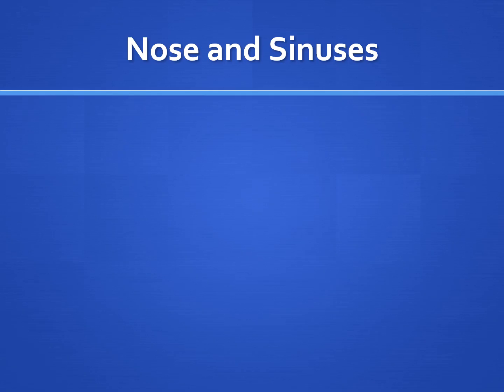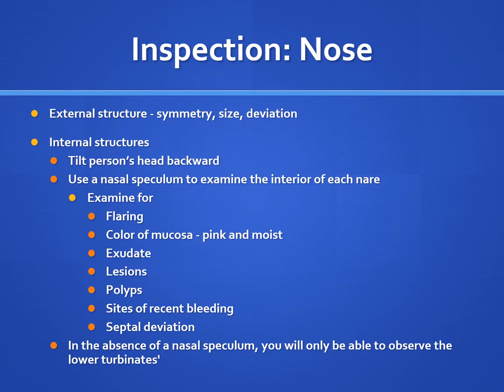Onto the nose and sinuses. Starting with inspection. So when we assess the nose, we're looking at both the external structure and the internal structures. Starting with the external, we want to look at symmetry, size, any deviation, anything asymmetrical or deviated could affect airflow. Then we're looking at the internal portion of the nose.